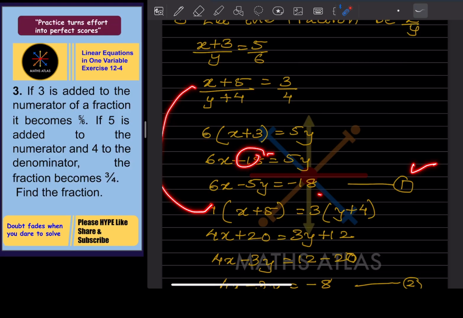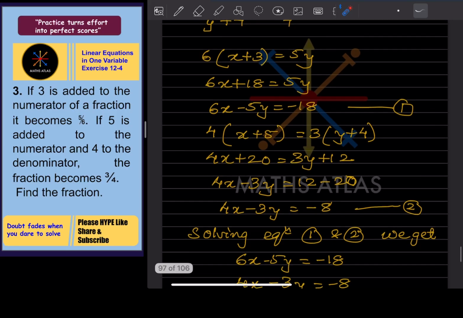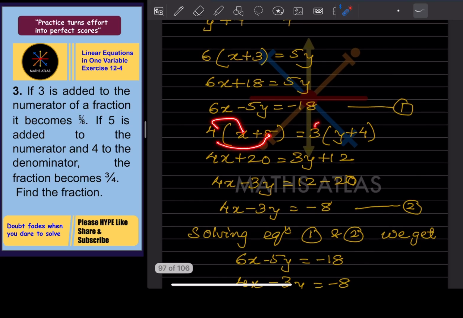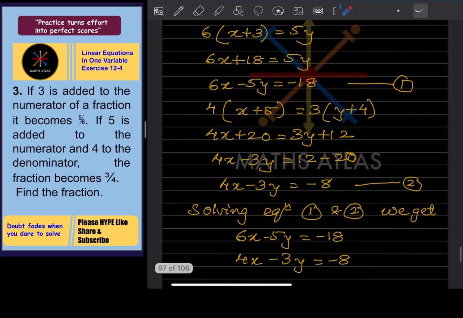Now for this one, we are again going to cross multiply: 4 into x plus 5 is going to be 3 into y plus 4. So this is going to be 4x plus 20 will be 3y plus 12. So 4x, this will come here, that will be minus 3y. This is going to be 12 and plus 20 is going to be minus 20. So 4x minus 3y is going to be minus 8. This will be equation number 2.